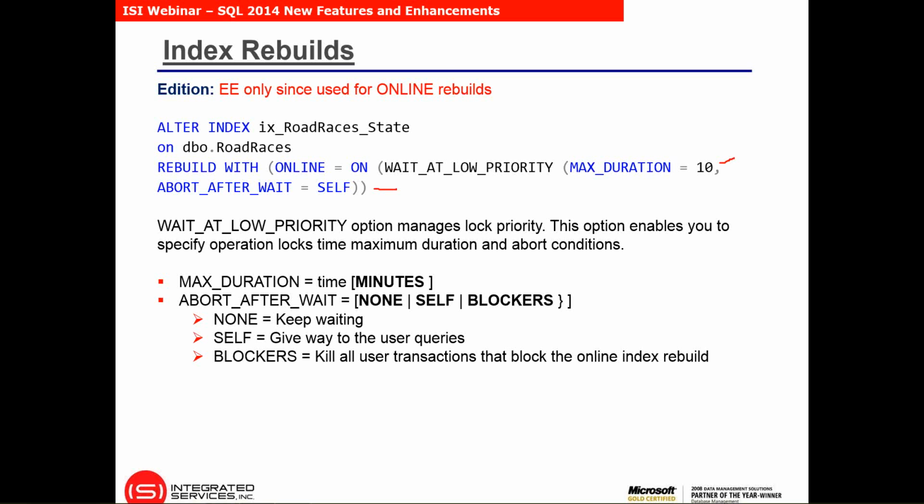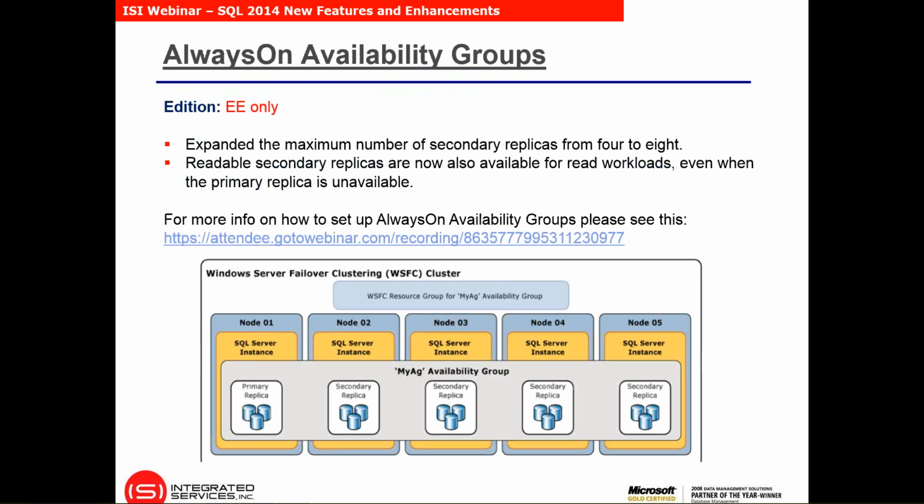Always On availability groups. This has been enhanced to allow you to now have up to 8 secondary replicas instead of 4. The other enhancement that we found is that if the primary goes offline because of a dropped network connection or any other issues, the secondaries in the availability group don't go offline immediately. They'll now stay online so that your queries that are running on your secondary replicas can be run.